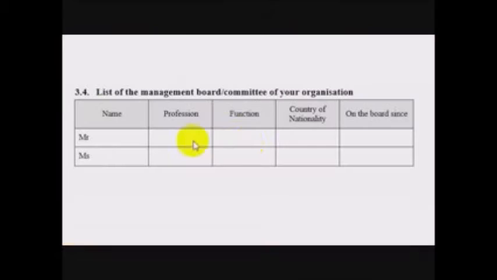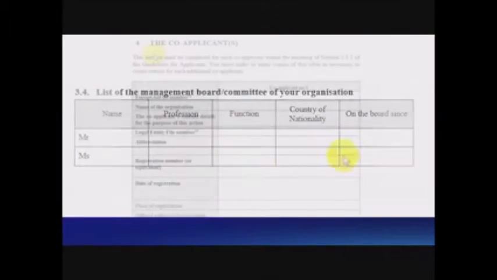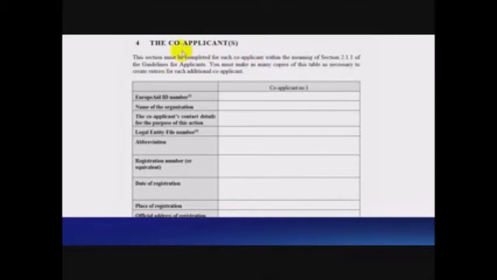Now, show the list of the management, board, or committee of your organization. Co-applicants and affiliated entities. Concerning identity, fill the table just as in the applicant. Experience by sector, also the same. Experience by geographical area, also is the same. And cross-reference, also is the same.